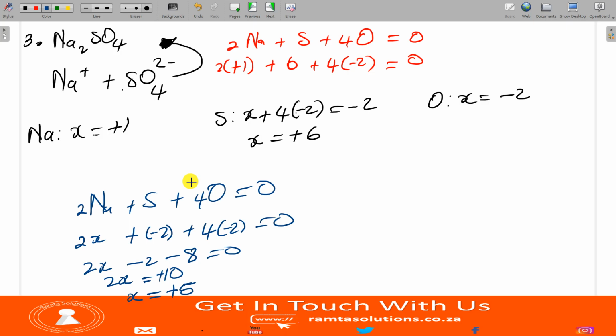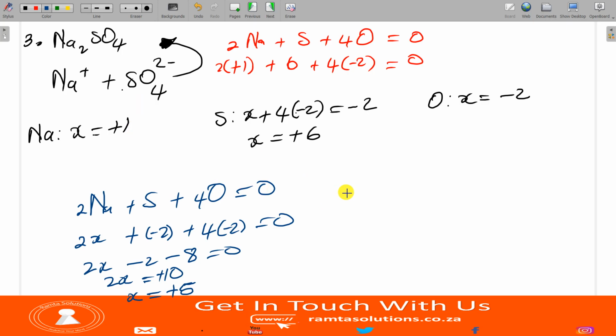But guys, you will be tempted to say it's positive 5. But doing the very same thing that you do with all of them, you will try to find the oxidation number of sulfur using the very same procedure. It's going to come back to give you this, and when you look at it, you'll see this is not balancing. So I'm going to show you.